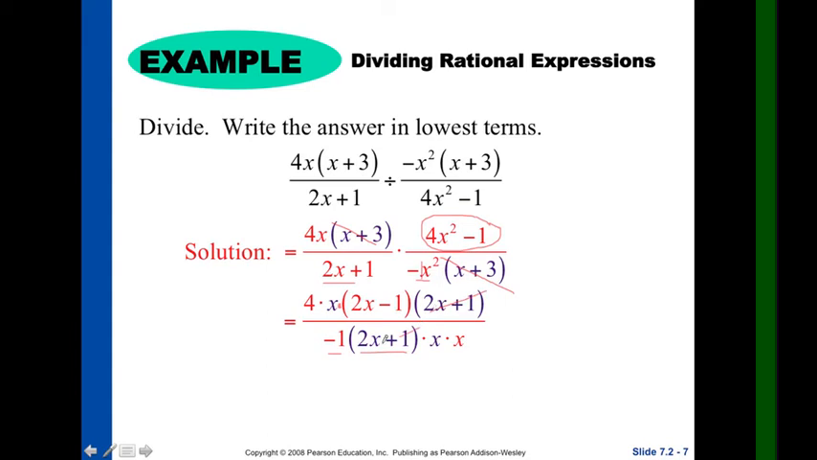So, ika-cancel na natin ito. Ika-cancel na rin natin yung isang x. So, matitira na lang is 4 quantity 2x minus 1 all over negative 1 times x. So, ipaprocess na natin siya. So, magiging answer natin is negative 4 quantity 2x minus 1 all over x. So, this is our answer for the equation or for the expressions of the 4x quantity x plus 3 over 2x plus 1 divided by negative x squared times x plus 3 all over 4x squared minus 1.